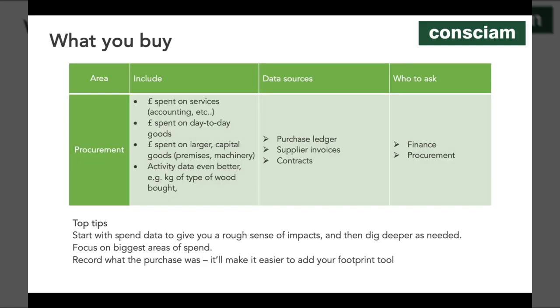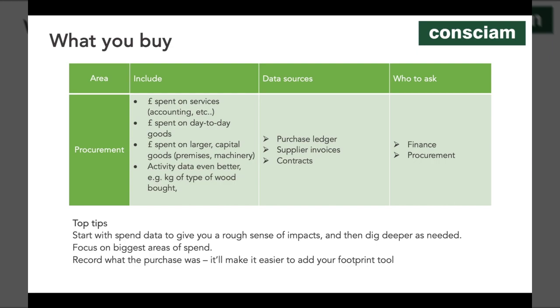So let's just have a look in a bit more detail at these 2 or 3 different aspects. So the first one, things you buy, your procurement stream. So the source information for you here, the main source of information is going to be your purchase ledger, your account system. That will list all of the things that you've bought as a business, and your finance team will be able to help you and provide an extract from that.